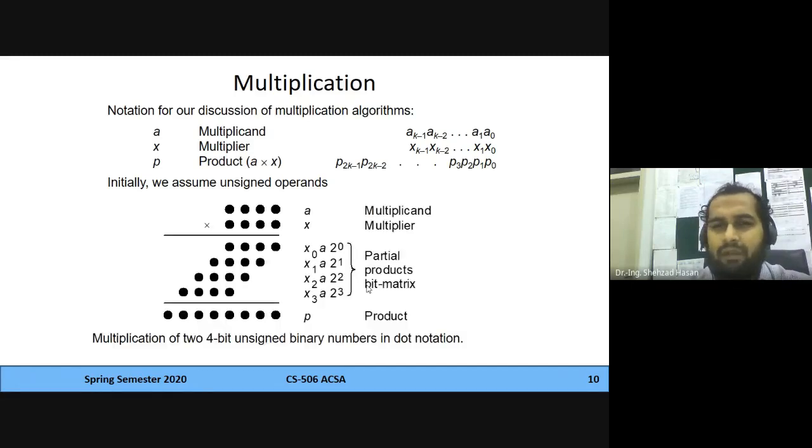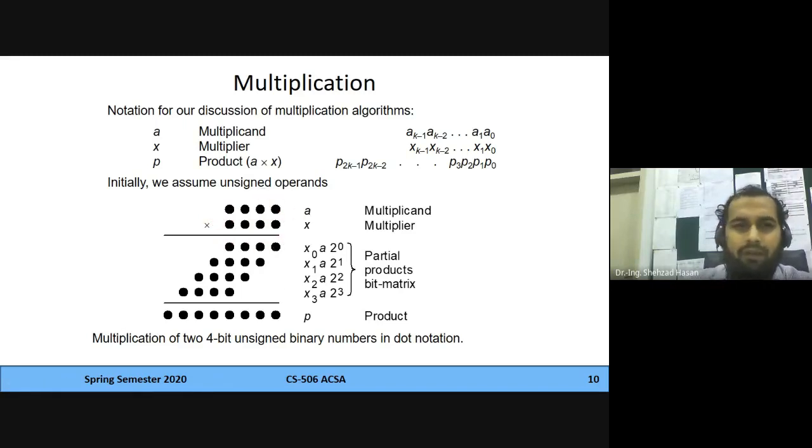And this is how you have done multiplication on paper. a is the multiplicand, x is the multiplier. Since it's a binary number system, each dot here represents a 0 or a 1. What we have here is x0, x1, x2, and x3. So we multiply x0 with all of these, and x1 with all of these, and x2 with all of these, and x3 with all of these, right? This is what we do.